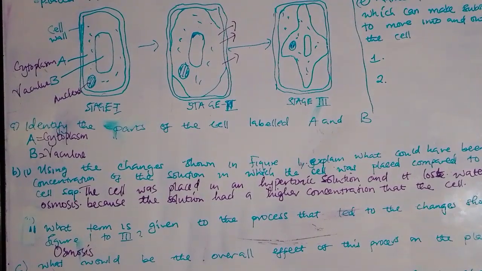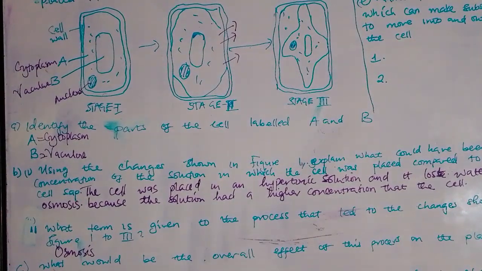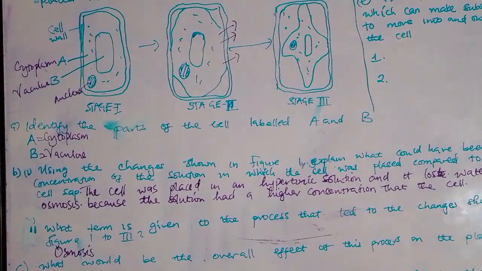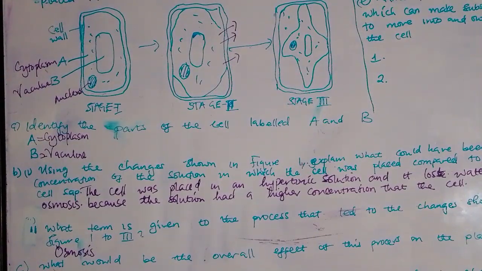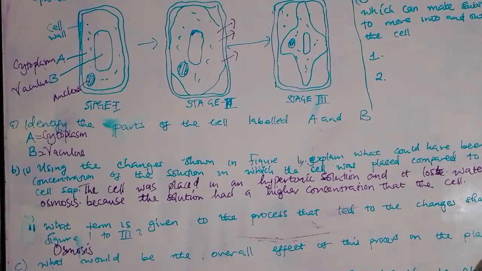So osmosis, this is the process where water molecules move from a place of higher water potential to a place with what? Lower water potential. We said that when something has a higher concentration, it has low water potential, meaning water will go to it. When something has a lower concentration, it has a higher water potential, meaning water will move away from it. That's what you need to understand.